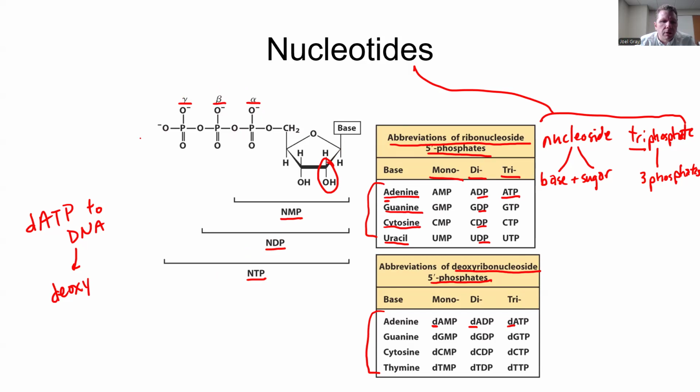Does anyone know? Add to the chat what those letters are, what those Greek characters are. Let's start with this one right here. What's that? Alpha. Perfect. Great job. What about this one right here? Perfect. Gamma. Awesome.